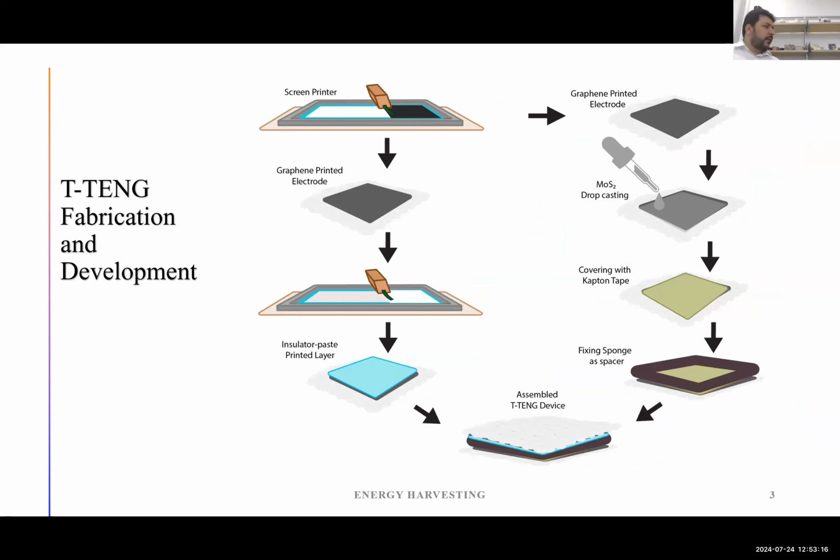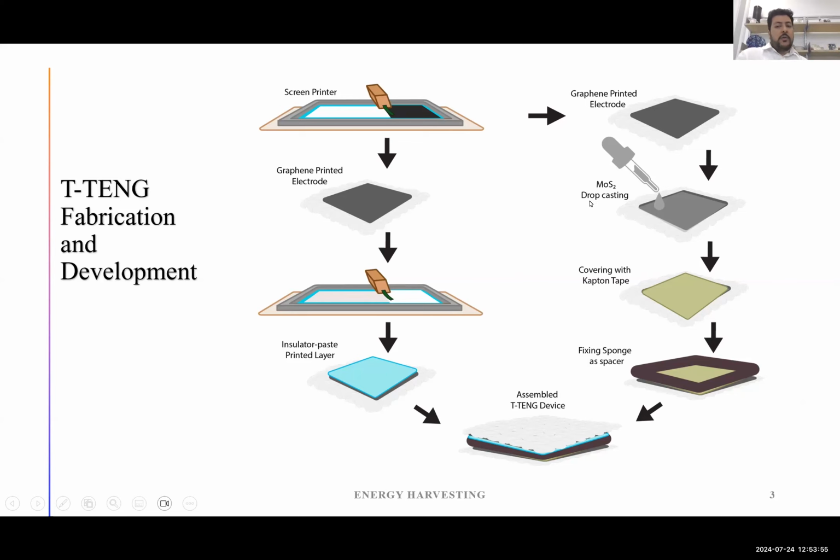Here is the mechanism of how we fabricate and develop this device. In this complete project, only screen printing and drop casting are utilized. Initially, we printed a conductive electrode using graphene material with screen printing. Then on the graphene, we printed insulator paste, which works as a triboelectric layer, having a different electron affinity, or you can say dielectric constant.